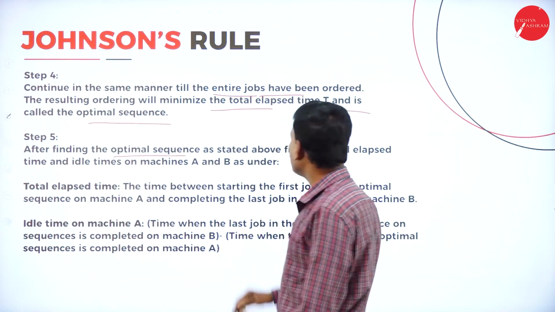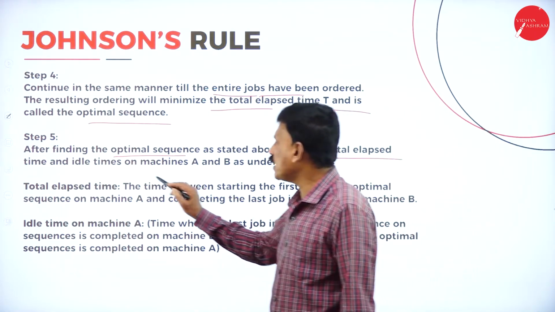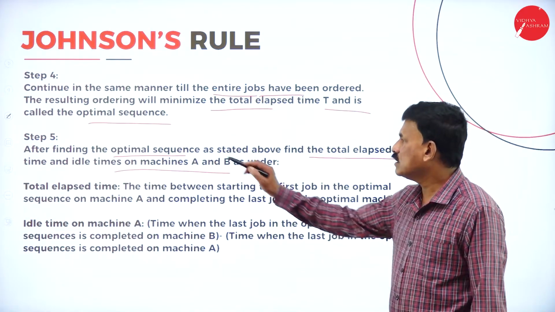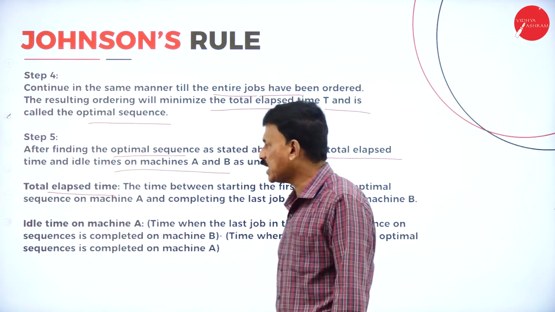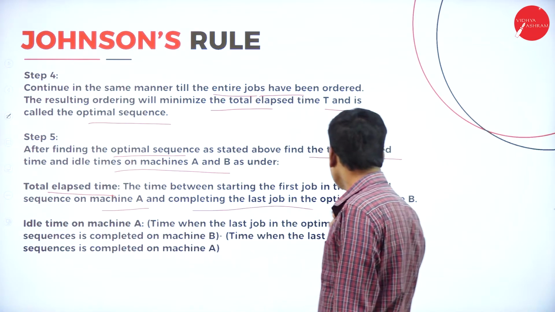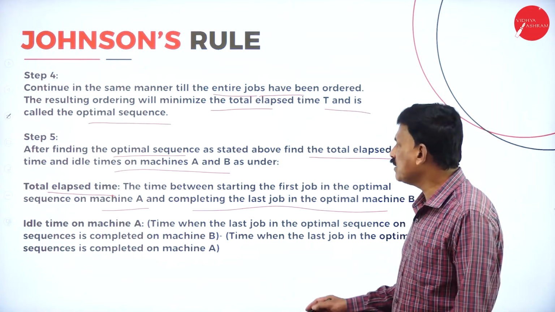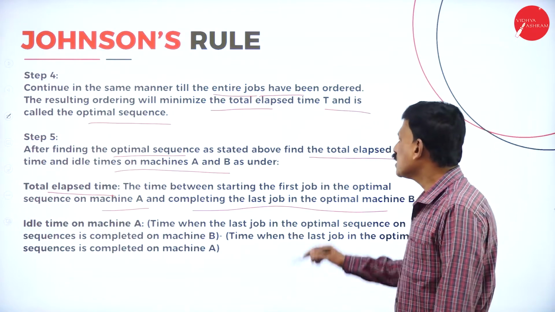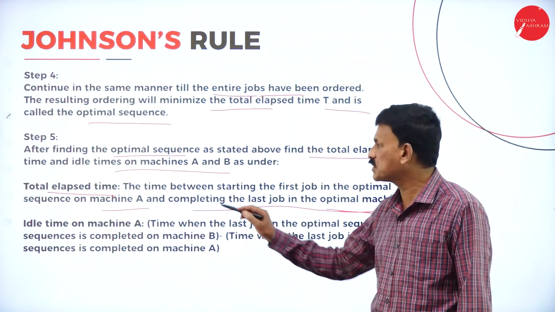Now, the next step, after finding the optimal sequence as stated in step 4, is to find the total elapsed time and the idle time on machines A and B. We have to calculate the total elapsed time as well as the idle time for machine A and machine B. The total elapsed time is the time between starting the first job in the optimal sequence on machine A and completing the last job in the optimal sequence on machine B. This time gap gives the elapsed time.